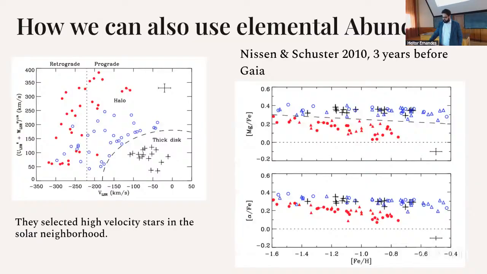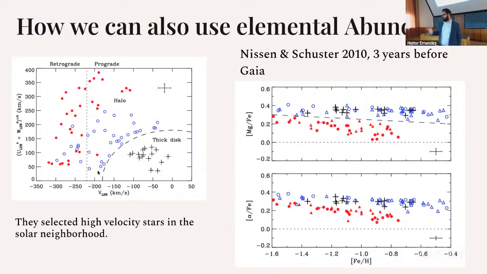And then for this study, for a simple study, we decided to use abundances to interpret this population. So we had a layer more than just kinematics. And interestingly, I studied in 2010, like 3 years before Gaia and 8 years before the Gaia sausage papers, they found a very interesting thing.